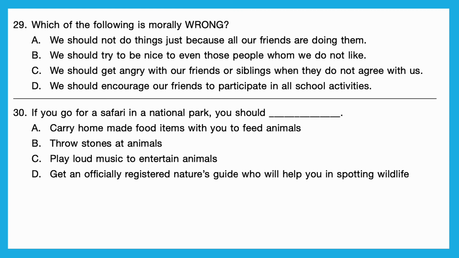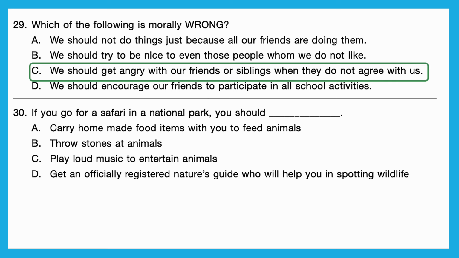Question 29. Which of the following is morally wrong? A. We should not do things just because all our friends are doing them. Correct. B. We should try to be nice to even those people whom we do not like. Correct. C. We should get angry with our friends or siblings when they do not agree with us. That is not correct. That is morally wrong. D. We should encourage our friends to participate in all school activities. That is also correct. So, option C would be our answer, which is morally wrong.